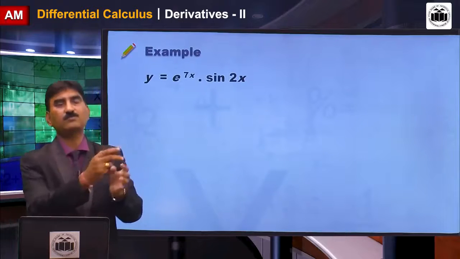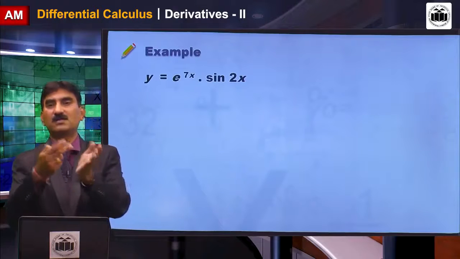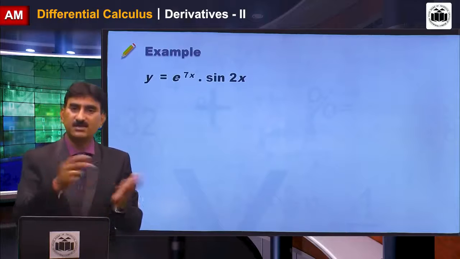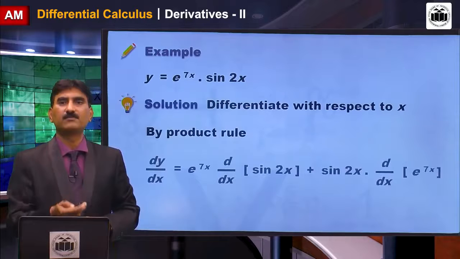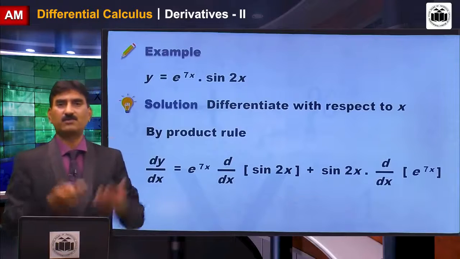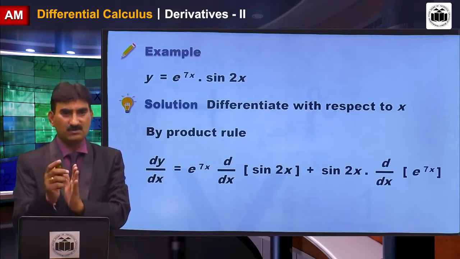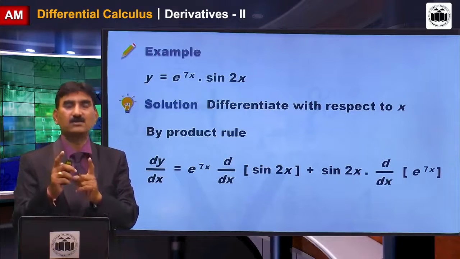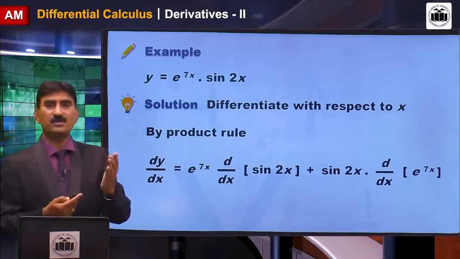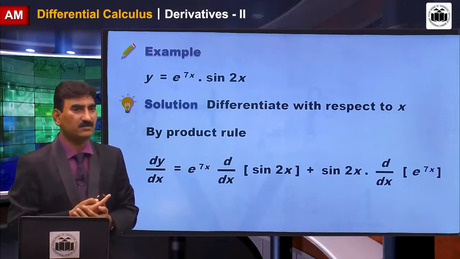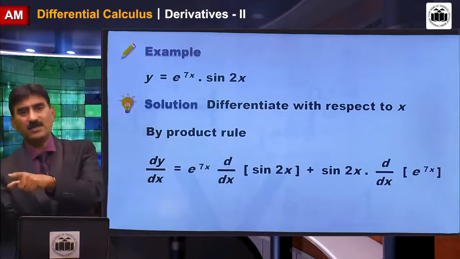Now the process of differentiation using product rule is the same, but here the derivative of e raised to 7x is different than e raised to x. So let's see. dy by dx is equal to, what is the product rule? First function into derivative of second plus, remember the sign, plus sin 2x into derivative of e raised to 7x. So e raised to 7x, now what is the derivative of sin 2x? Now you tell me what is the derivative of sin x and what is the derivative of sin 2x.